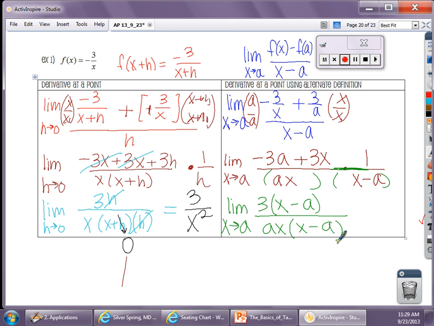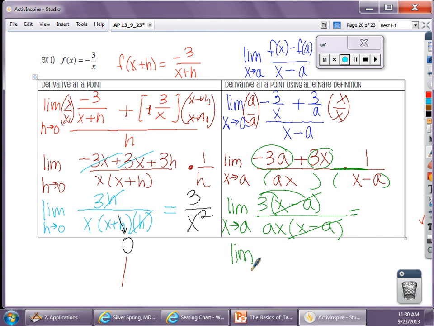Because when you factor, it should always make sense. 3 times x gives me the 3x. 3 times negative a gives me the negative 3a. So I didn't change the problem. I made it look different. I want it to look different, so I can do this. Why did I want that to happen? Because when you do x goes to a at the very beginning, what do you get at the bottom? A minus a, which makes 0, which makes a limit of undefined. Bad things, bad things.